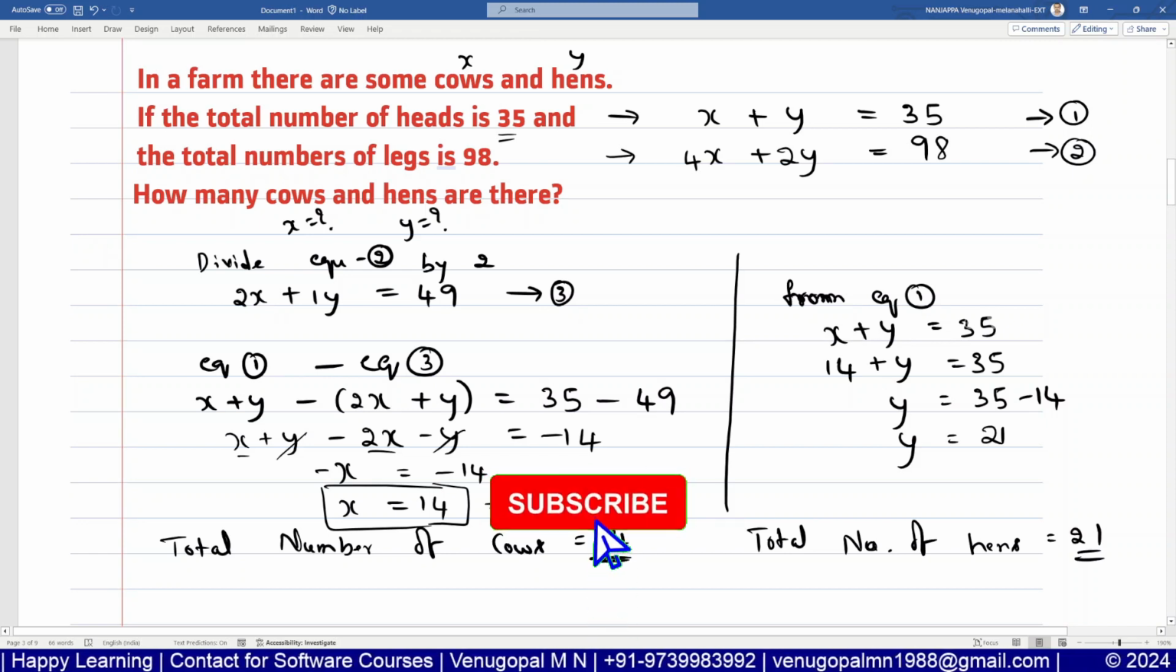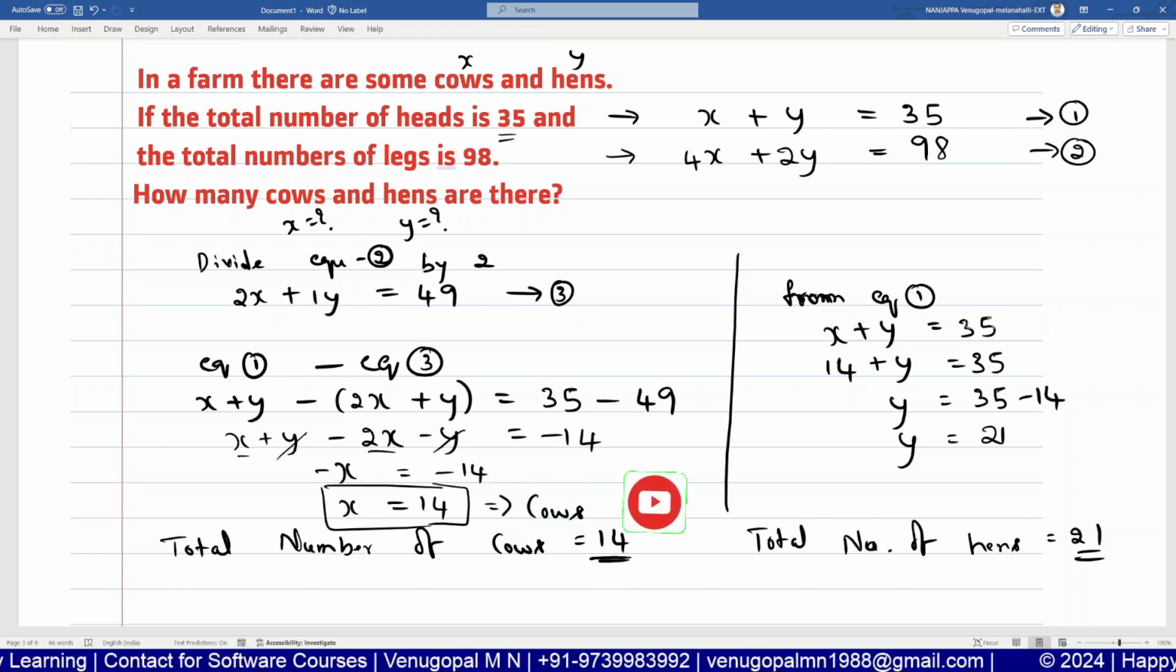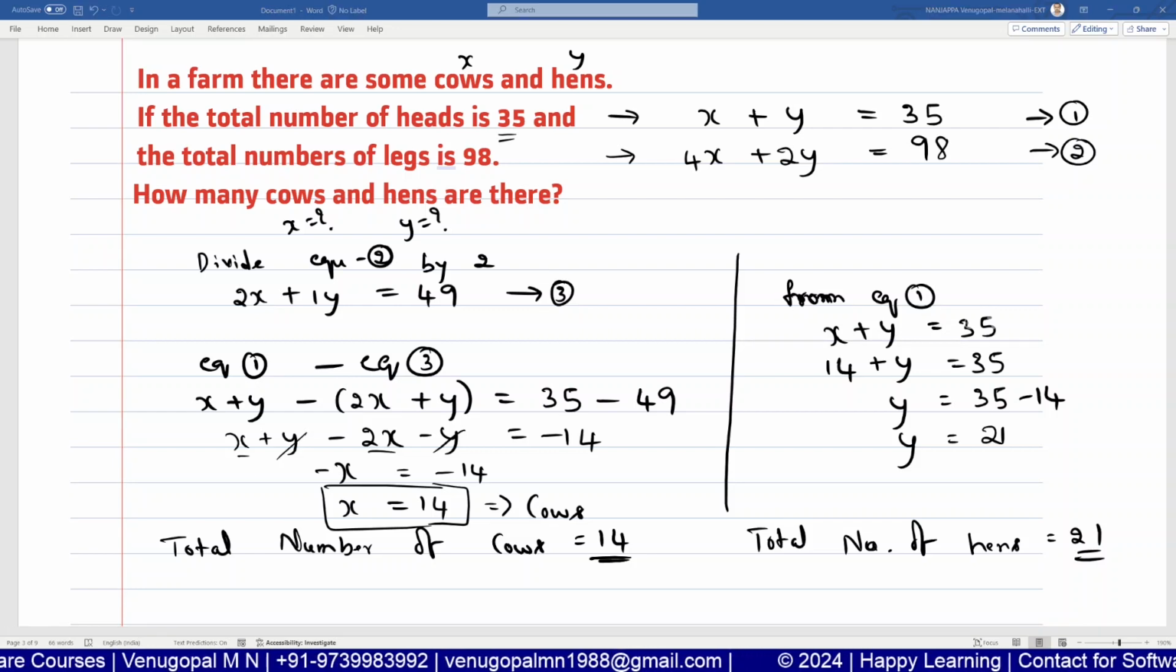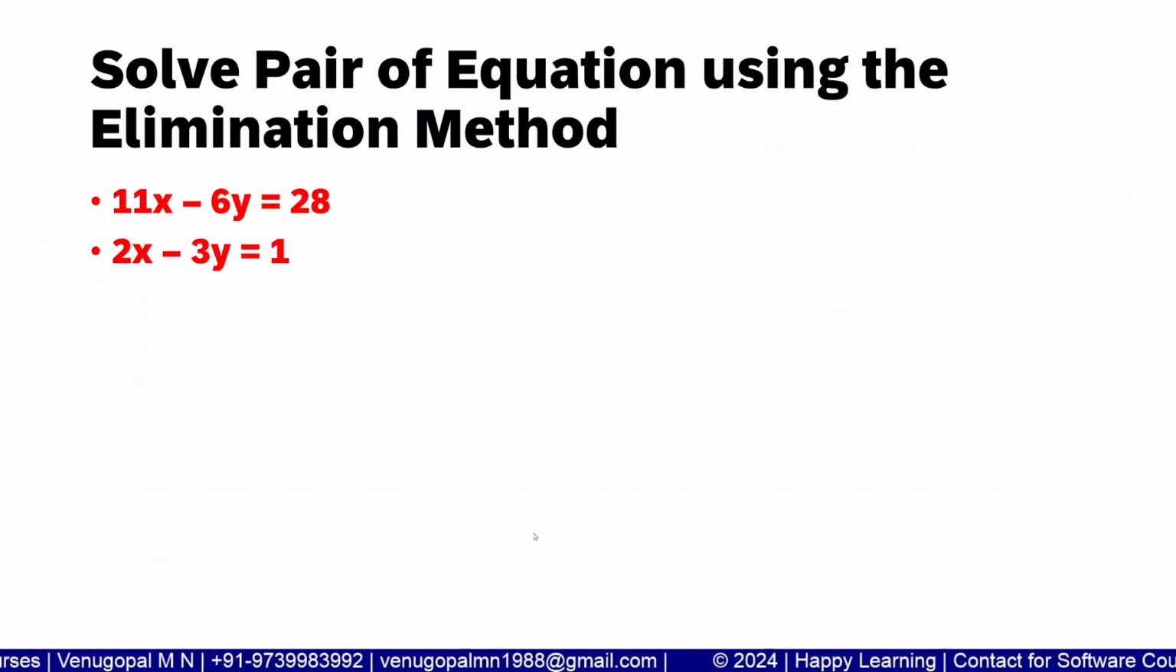So this is how you will be solving an example where a statement is given using an elimination method. Hope this particular example is very clear to you. Let us see one more last example. Solve a pair of equations using an elimination method. Very simple. 11x minus 6y is equal to 28, and 2x plus 3y is equal to 1.